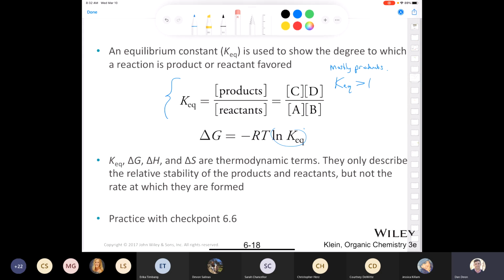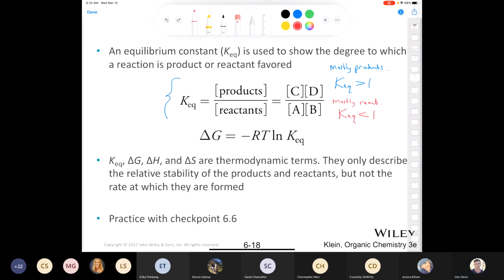What if the opposite is true, right? What if it's mostly reactants, okay? In that case, your K equilibrium is going to be less than 1. If you take 0.5, a half, and take the natural logarithm of it, you get a negative number. What happens when you take a negative and you multiply it by a negative? Then you get a positive. That's going to be a non-spontaneous process, and you're going to have mostly reactants in that case, okay?